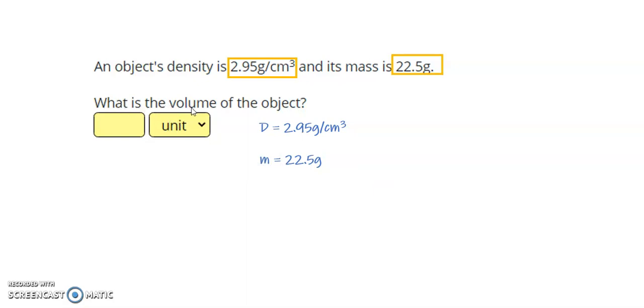The question asks for the volume. We don't have the volume given in the problem, so we write V equals question mark. So we don't know that yet. Now you can plug all of these into an equation. We write the equation D equals M over V. D, 2.95, then equals M is 22.5 divided by V. So here's that set up.